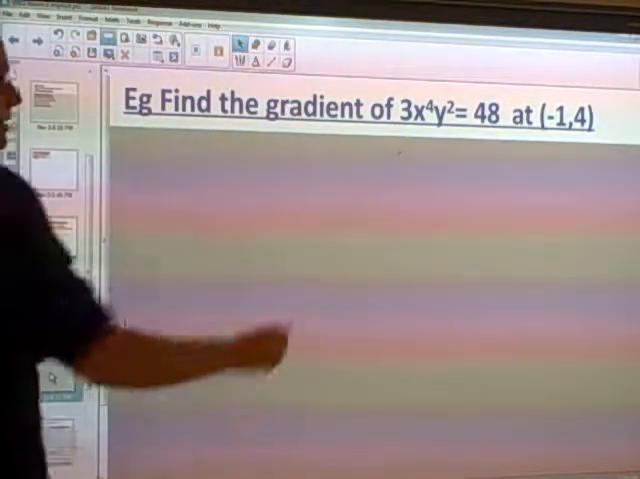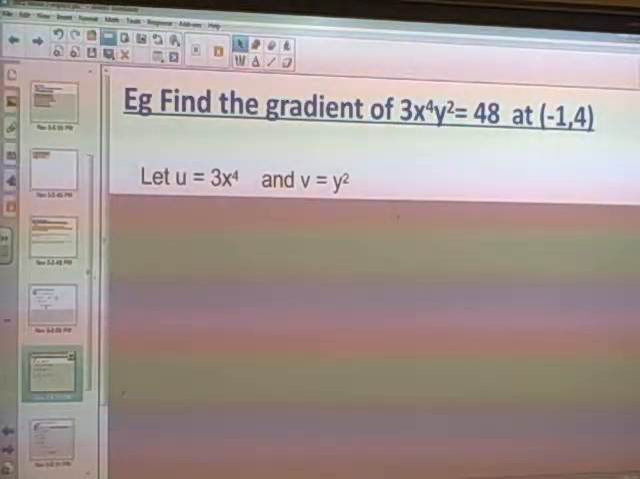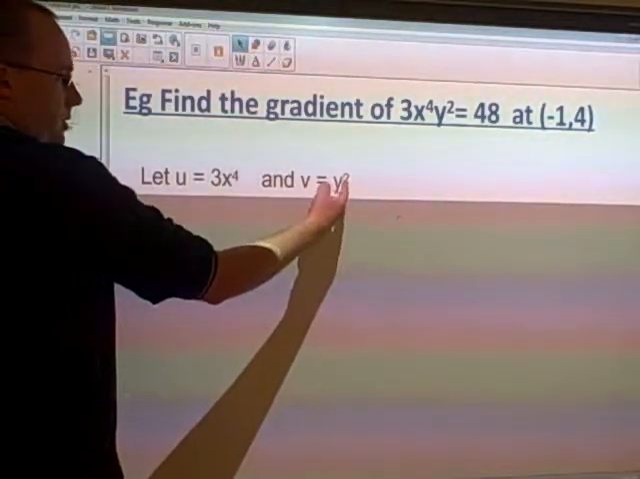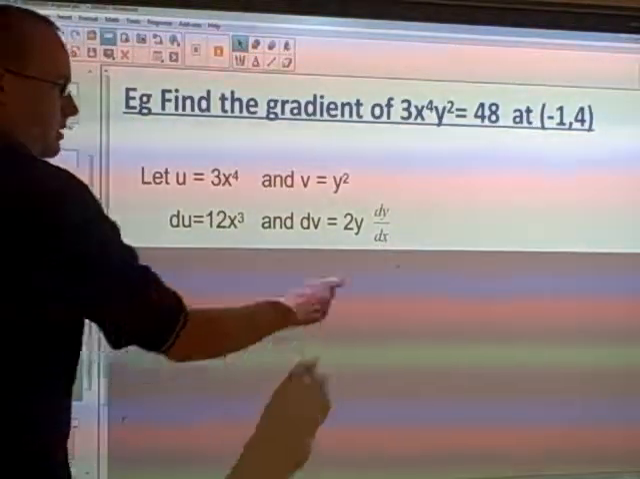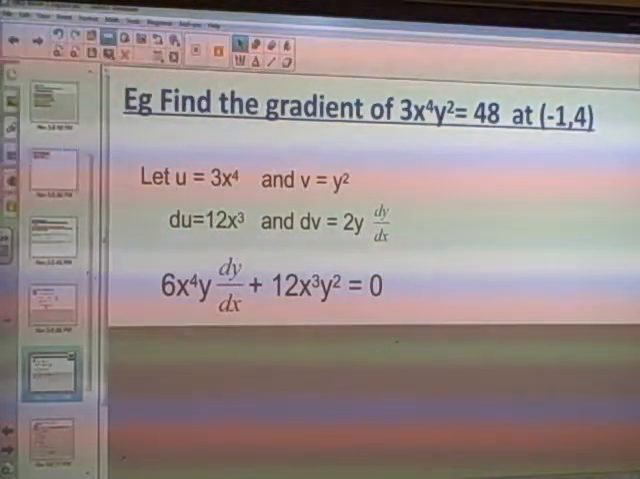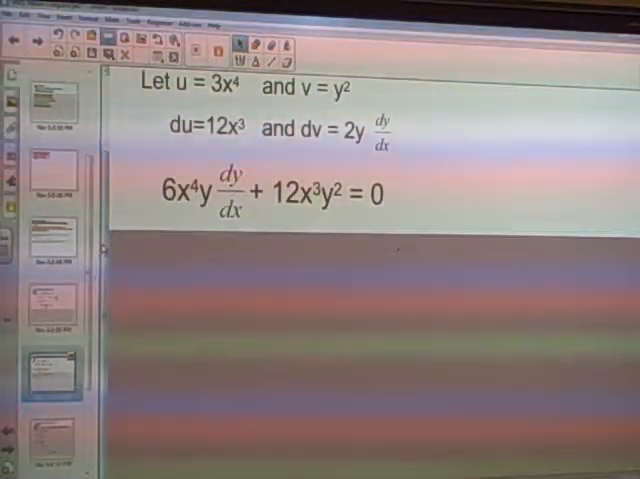However, we don't always notice things like that, so I split it up like this, 3x to the 4th and y squared. Differential of this one is 12x cubed. Differential of this one is 2y dy by dx, because there's a y involved. And then we're going to use our product rule. And differential of 48, with 48 just being a number, is just 0.